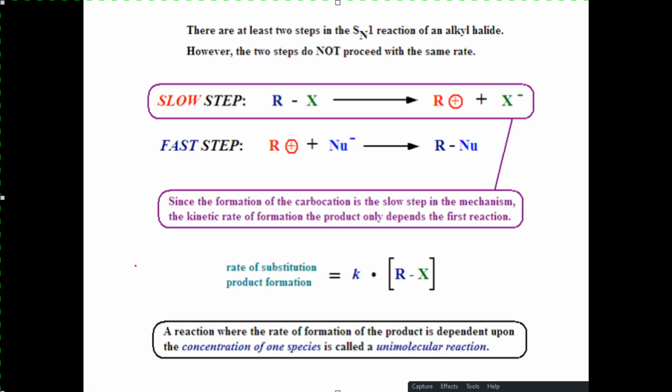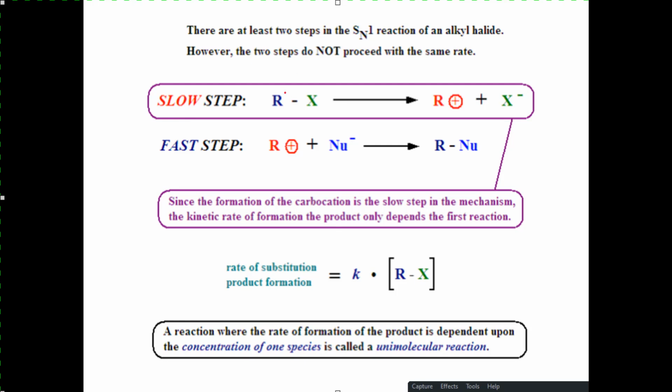Okay? So now what we need to do is justify how you get the kinetics that you do from a unimolecular reaction. And we have to go back to general chemistry to remember that the elementary steps of a mechanism, as I call them, don't have to occur at the same rate. Some step might be slow, some step might be fast.